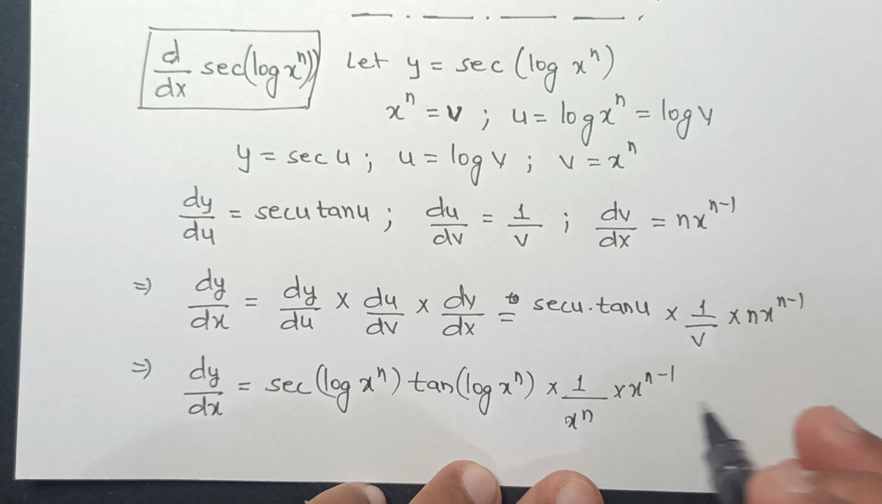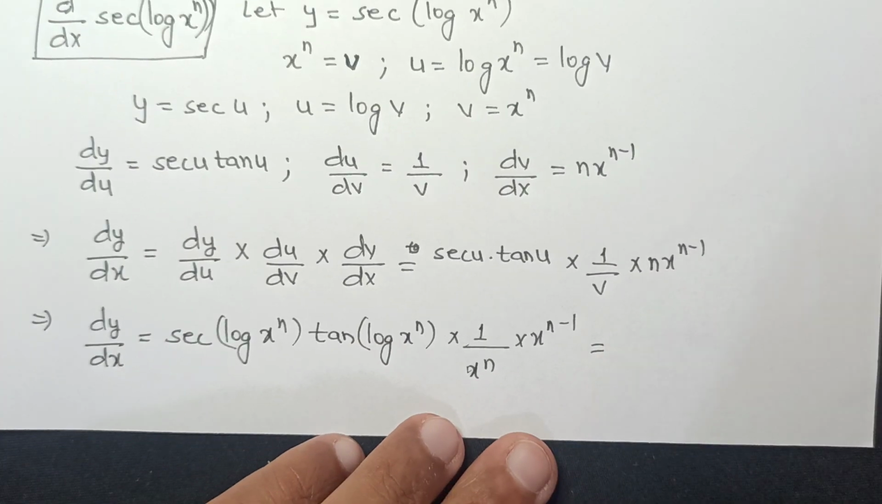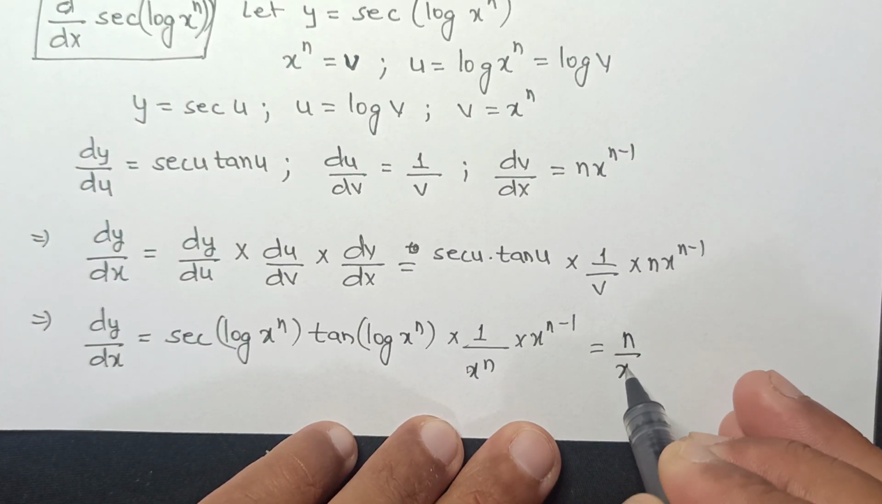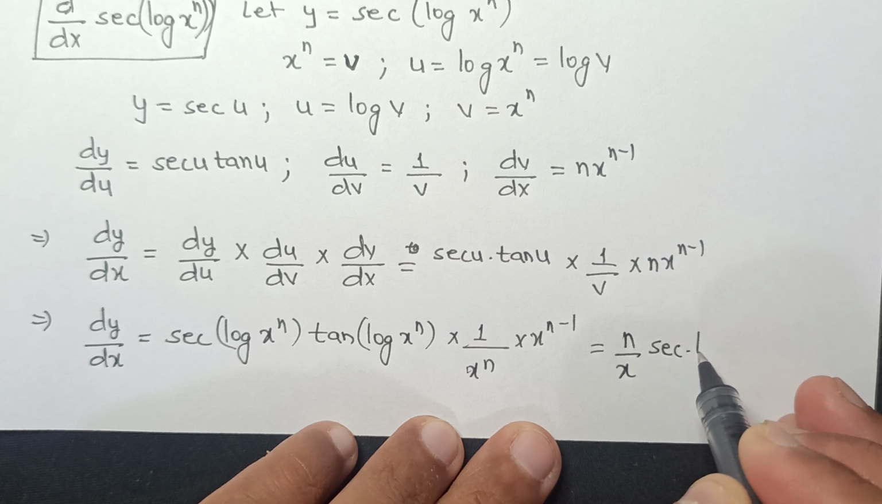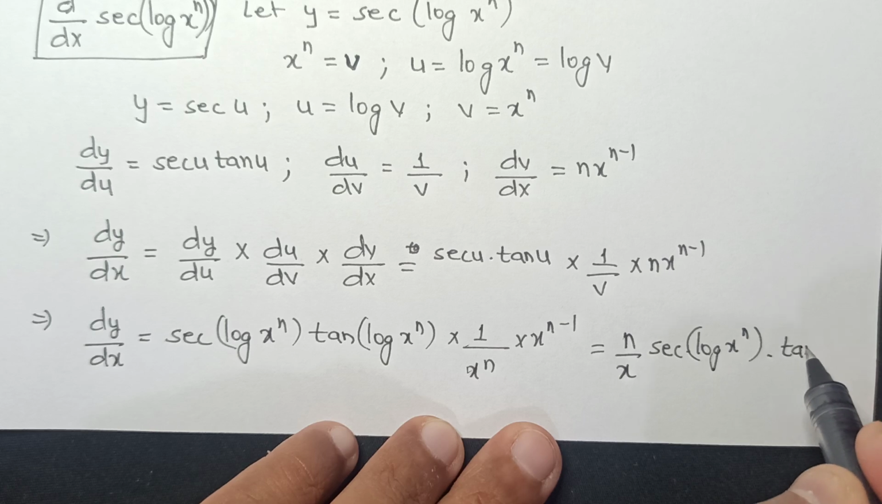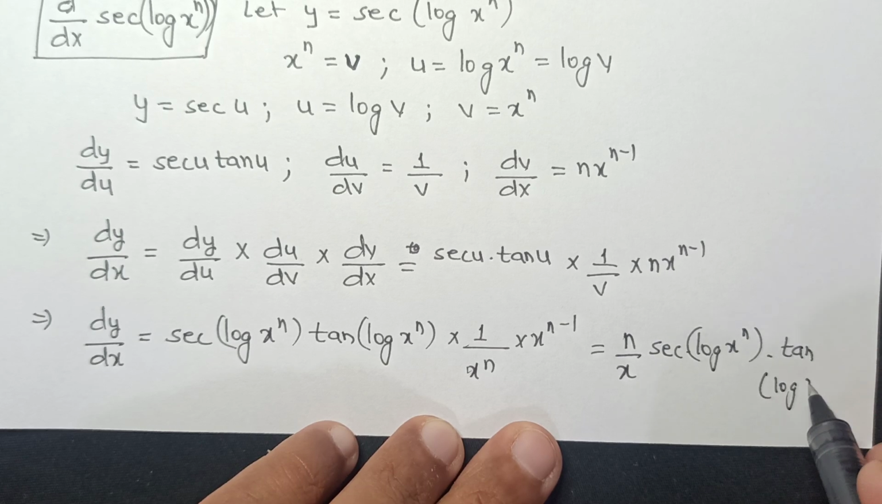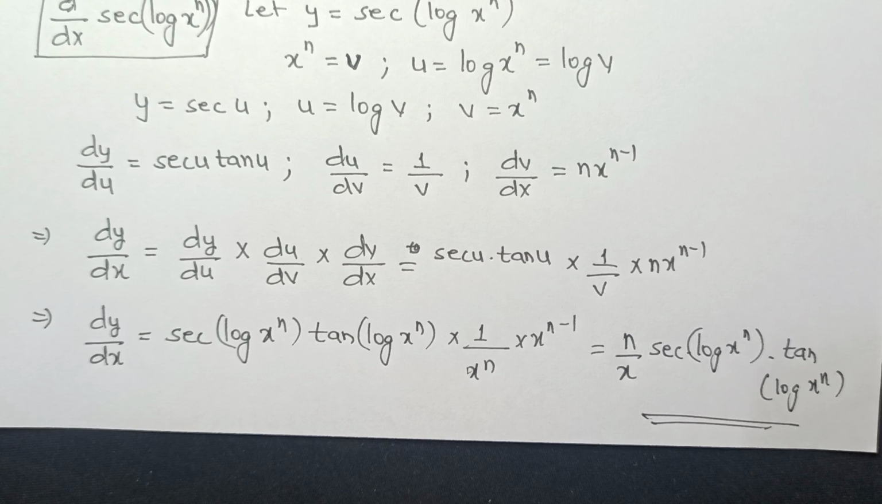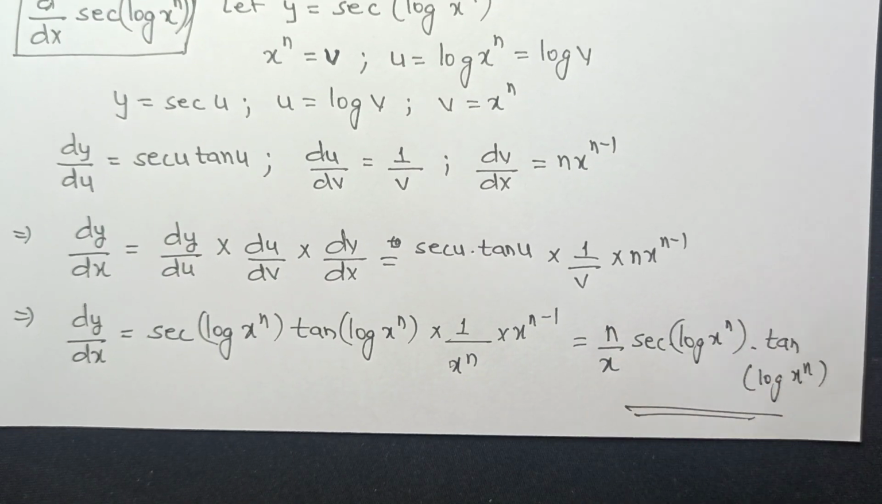And when you solve this completely, the final answer that you get is n divided by x, sec of log x raised to the power n, multiplied by tan of log x raised to the power n. So this right here is the final answer to this particular problem.